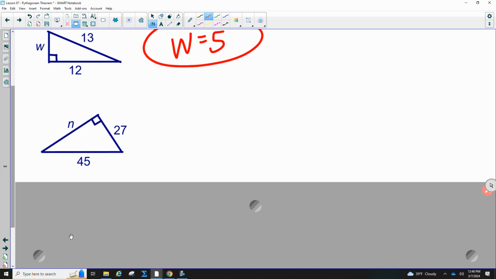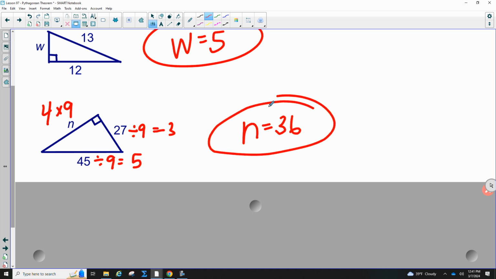45 and 27. What are those both divisible by? 9. Let's say I divide this by 9. What does that equal? 3. And I divide this by 9. What does that equal? 5. So this is the 3, 4, 5 multiplied by 9. Yeah. So I just did the 3, 4, 5 all times 9. Okay, so if you recognize that, yay. Otherwise, do the Pythagorean theorem.